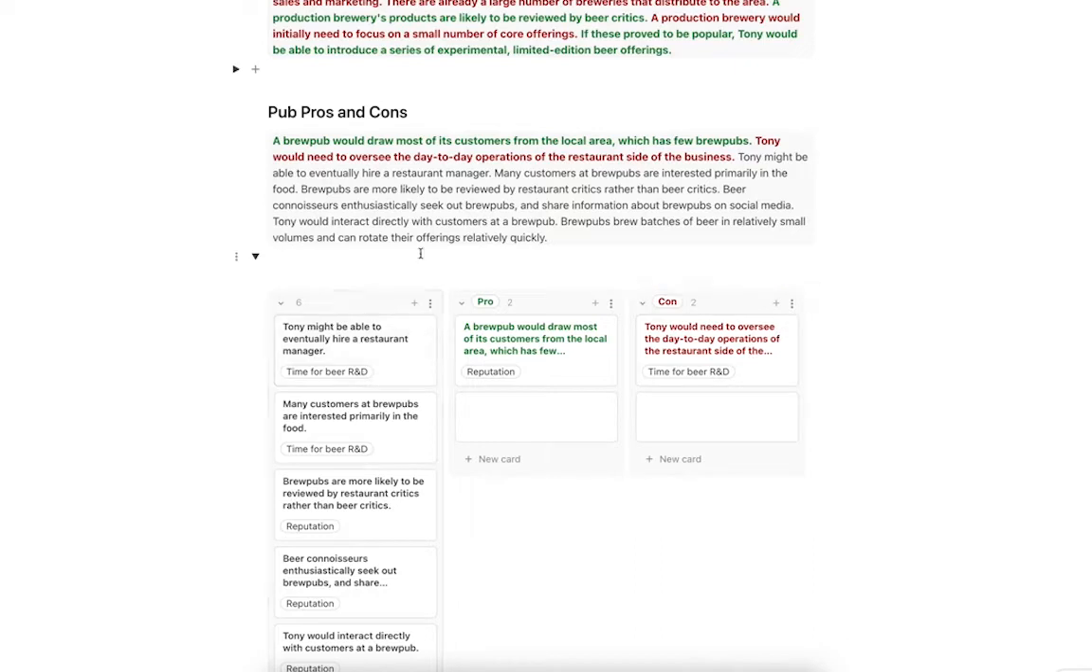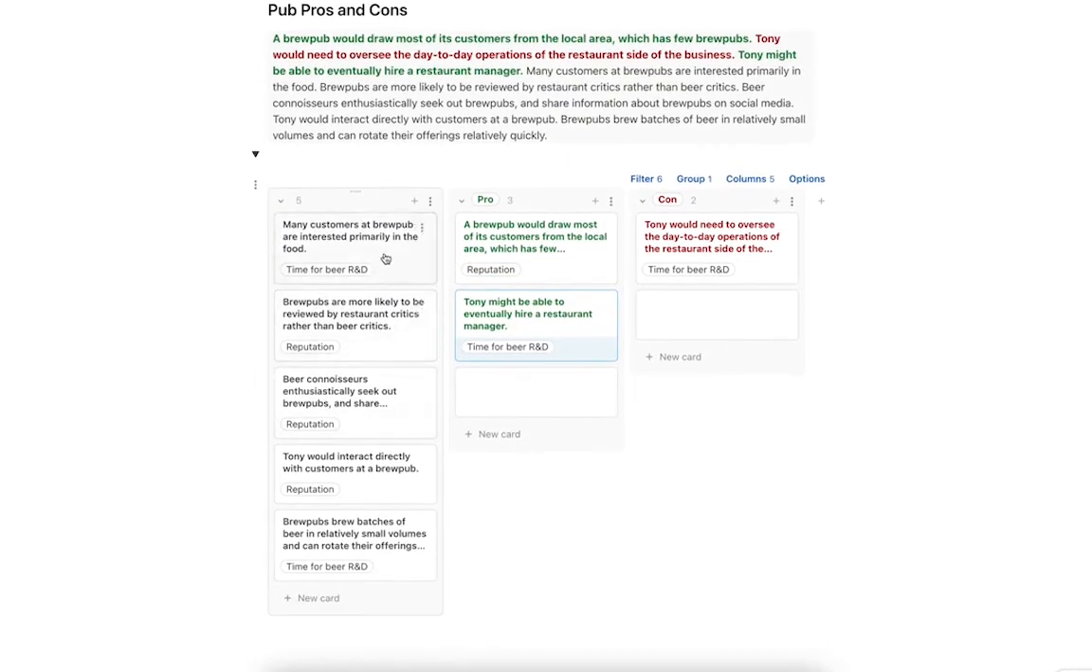Okay, next sentence. Tony might be able to hire a restaurant manager. This is what we talked about above. This sentence really mitigates this one. Although he would need to oversee the day-to-day operations of the restaurant, at least at first when he's starting out, when presumably he has less budget for a manager, eventually he'll be able to hire a manager and somebody will take those duties off of his hands. So that's a pro.